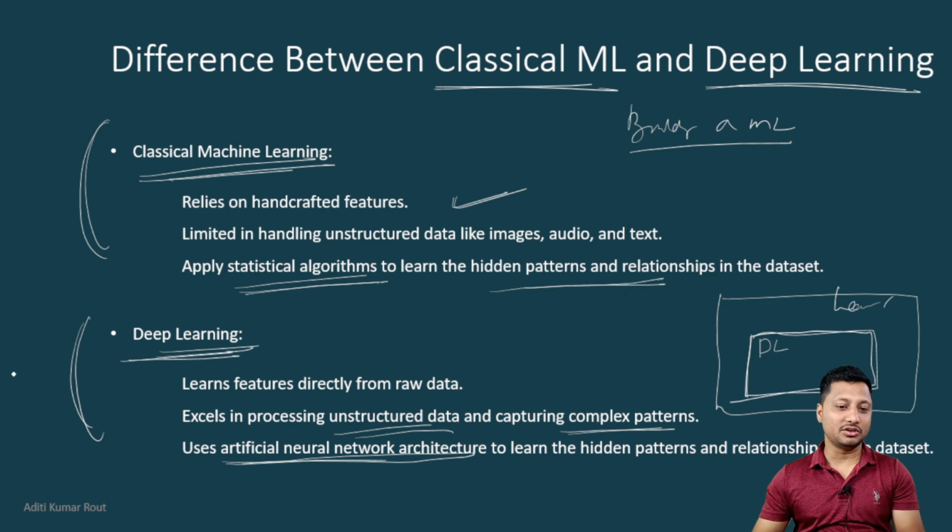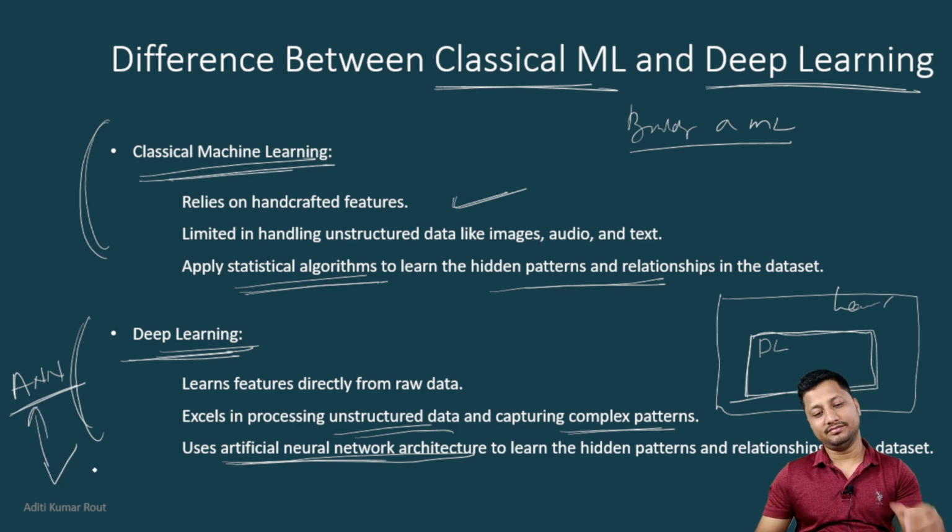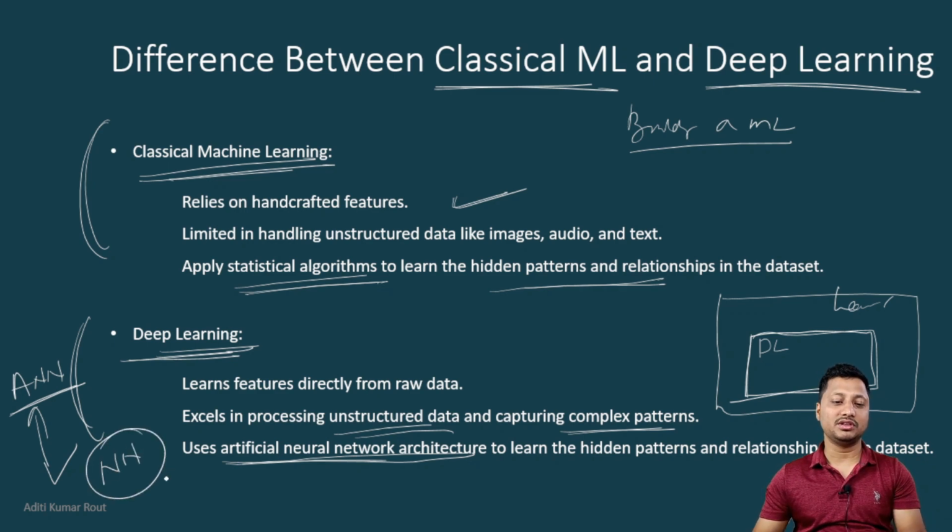And here the backbone is the artificial neural network. Artificial means we are implementing the neural network in an artificial way. So the backbone is the neural network. Let's deep dive into the foundations of the artificial neural network in our further slides.